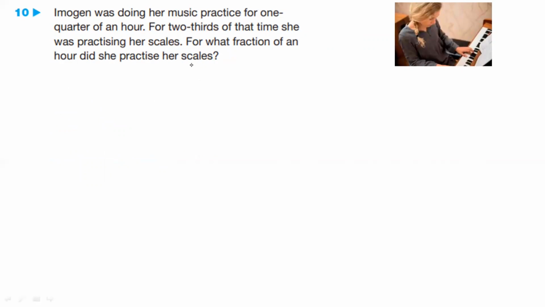Imogen was doing her music practice for 1/4 of an hour. Okay, again, we have to make a pointer. All right. Now, 1/4 of an hour. First of all, we write here, for 2/3 of that time, she was practicing her scales. So now times 2/3. For what fraction of an hour did she practice her scales? So now you will be simplifying these fractions. 2 times 1 is 2, 2 times 2 is 4. So now we have 1 times 1 upon 2 times 3. So 1/6. This is the fraction of an hour she practiced her scales. So this is the answer to your 10th question.